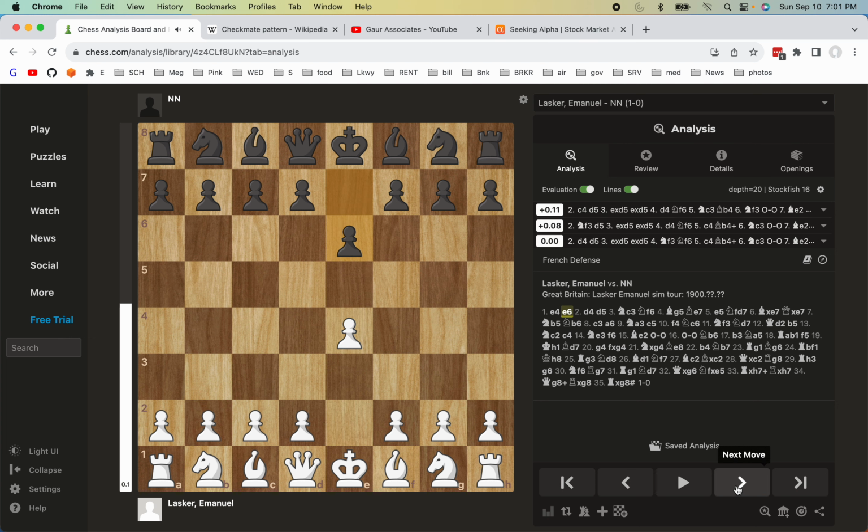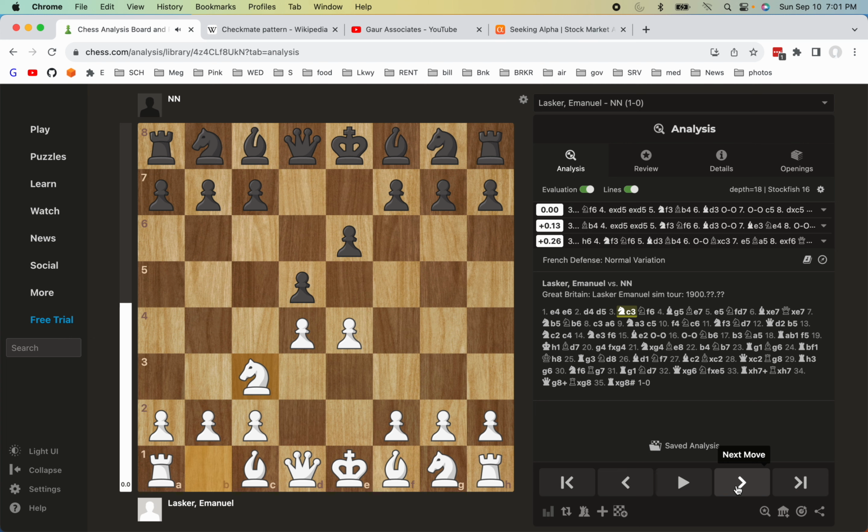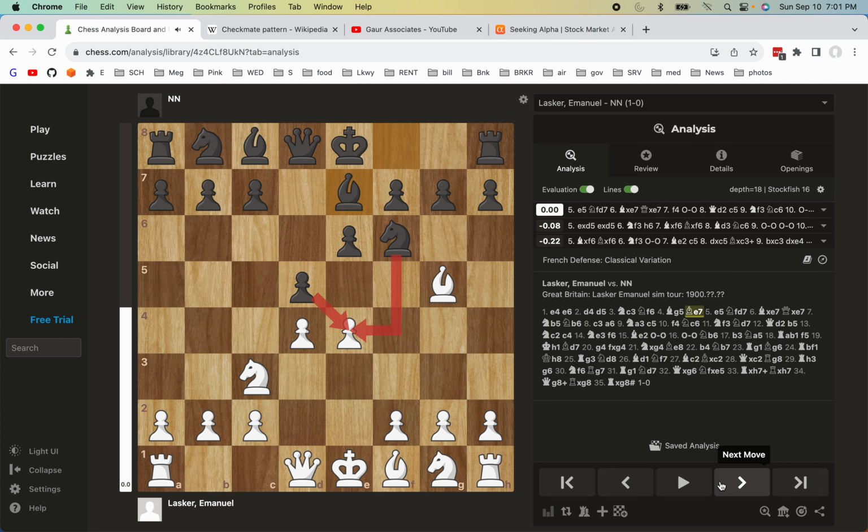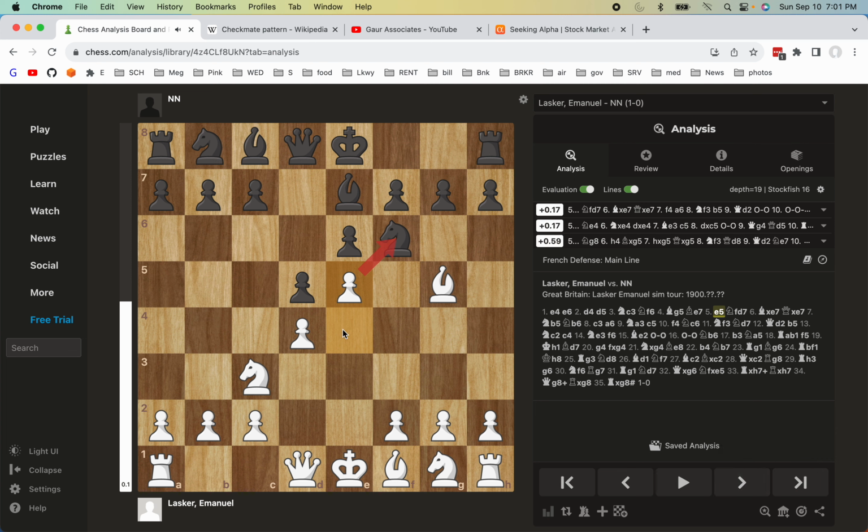Playing the king pawn, and this is the French defense. And here you can see the pawn is being attacked, being defended by the knight. Double attack on the pawn, pinning the knight, and then again, because the bishop has been moved here, the knight is no longer pinned. And this is a good move.